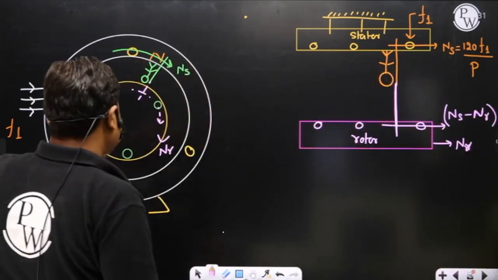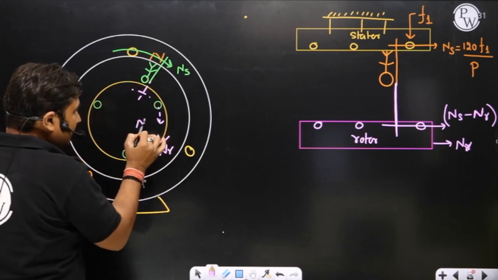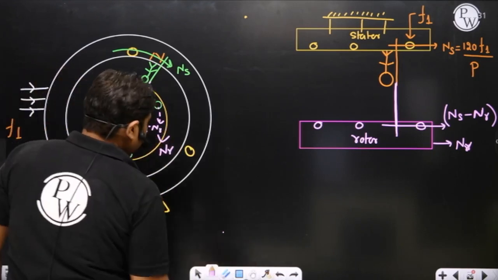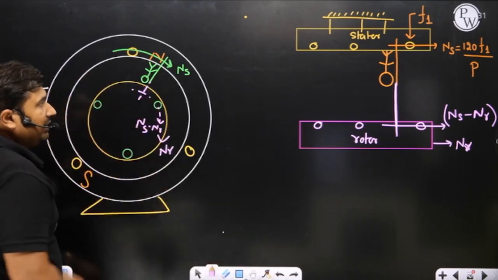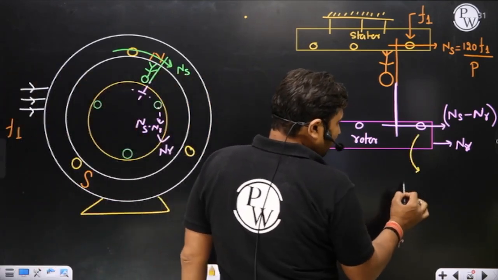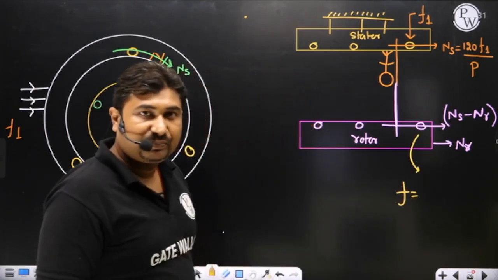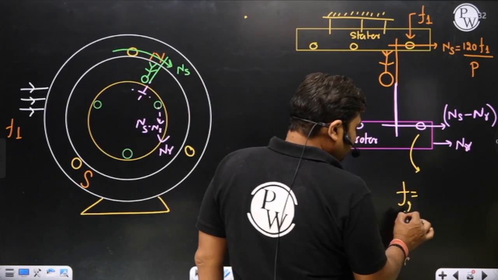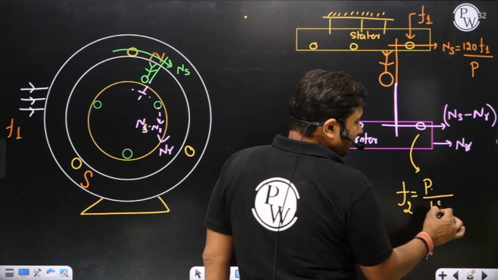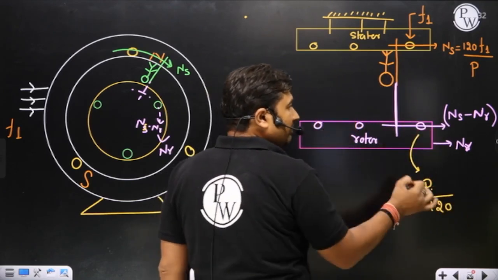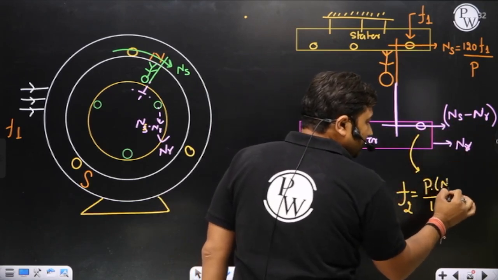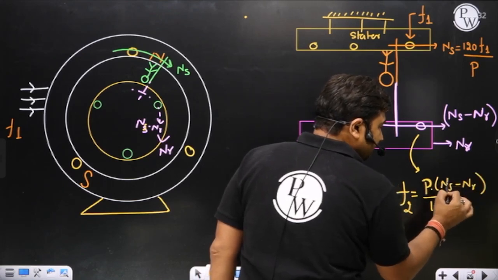This Ns minus Nr is called the relative speed between stator field and rotor winding. Yes, sir. And that will create the frequency of the induced EMF onto the rotor. The induced EMF frequency onto the rotor is P delta N by 120, where delta N is the relative speed between stator field and rotor winding. What is the relative speed? Sir, Ns minus Nr. So Ns minus Nr is your delta N.